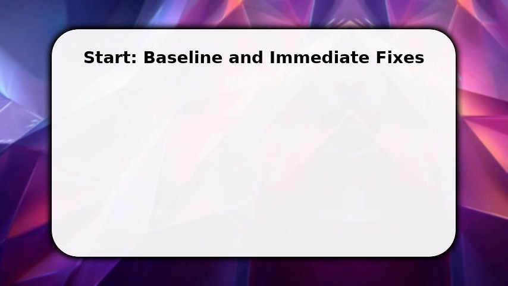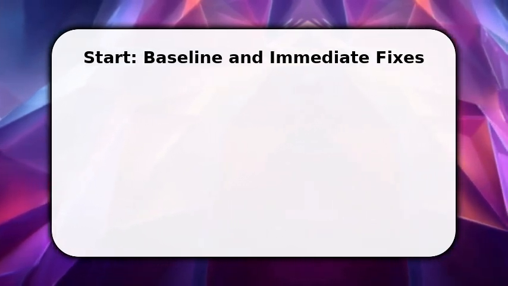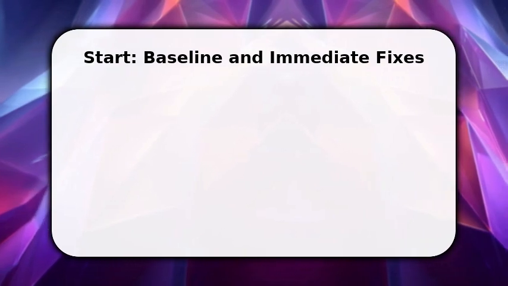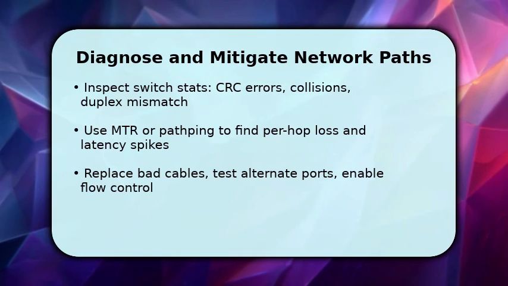Also temporarily disable VPNs, proxies, or CoS rules that could reroute packets and introduce loss, so you isolate the faulty component quickly. Now dig into the middle layer.